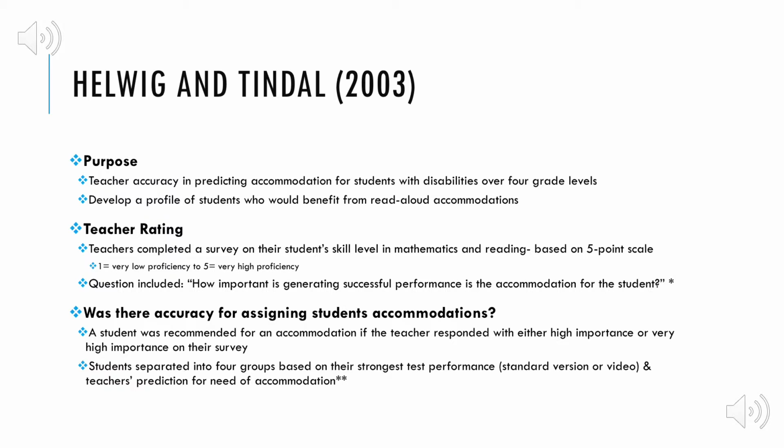2 of the 4 groups that the students were split into represented accurate predictions from the teachers on students' ability to perform better on a modified format over a standard format, whereas the remaining 2 groups represented inaccurate predictions where the students were recommended to receive modified format, but in actuality they performed better on the standard format.